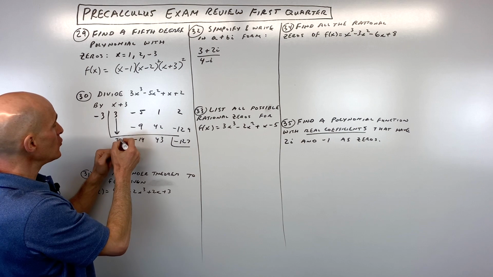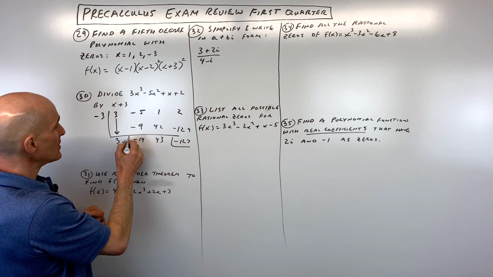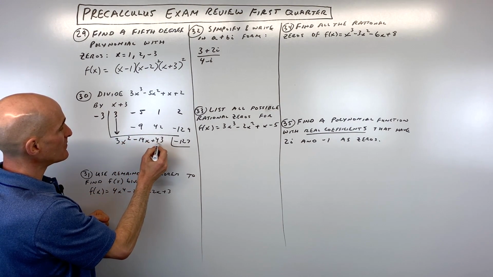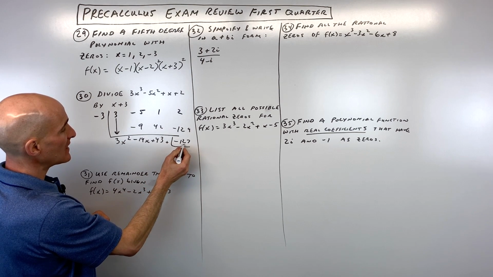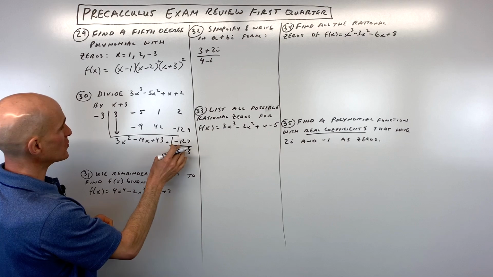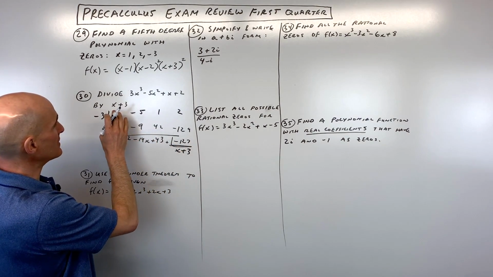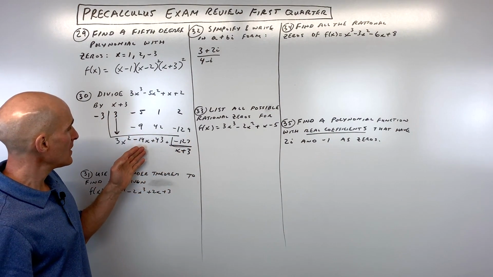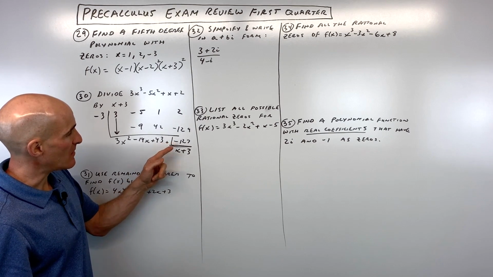We started with x cubed, it goes down by 1 degree. This is 3x squared minus 14x plus 43 plus a negative 127, okay, divided by x plus 3. So whatever the remainder is, it's over the divisor, what you're dividing by. Instead of plus and negative, I could just write this as minus.